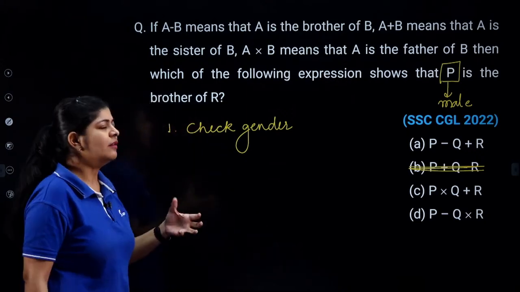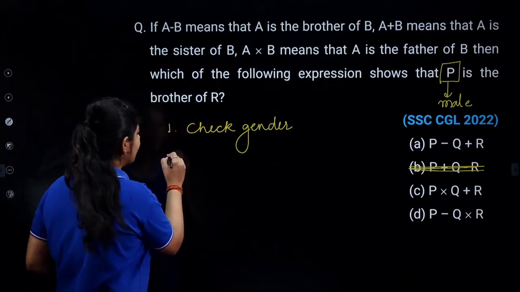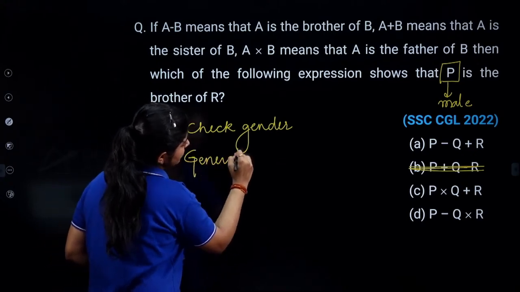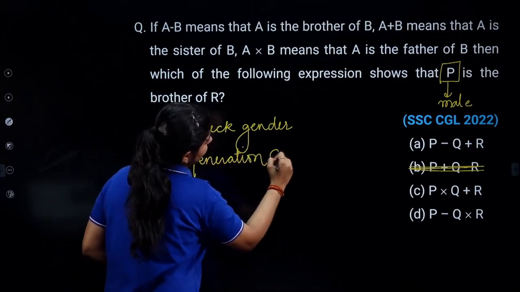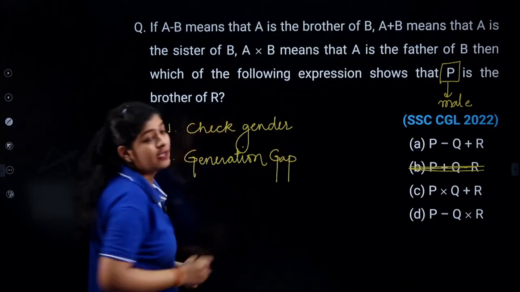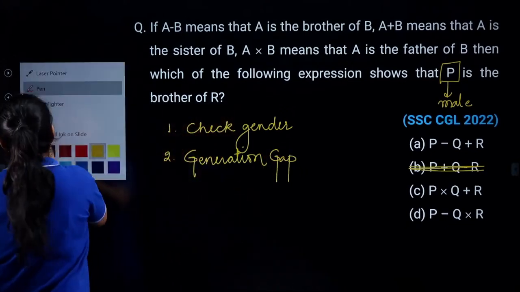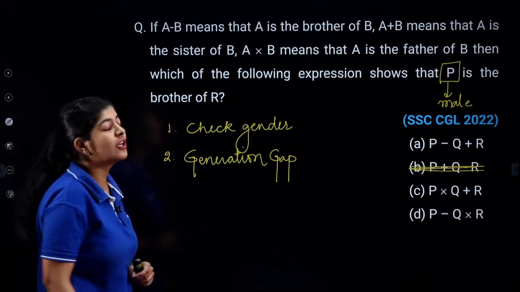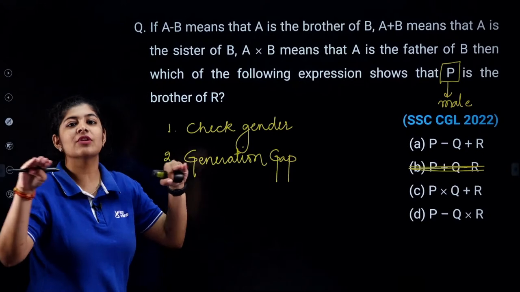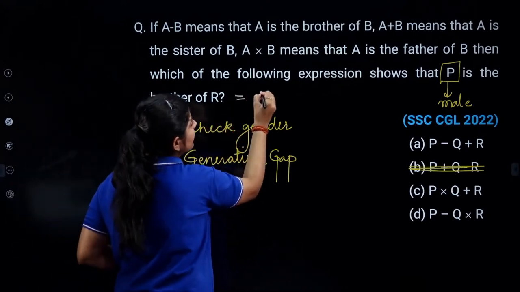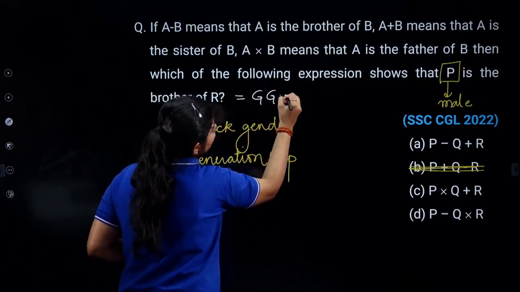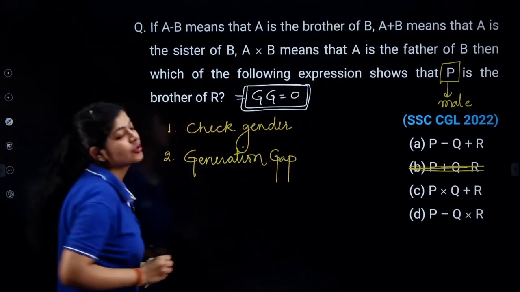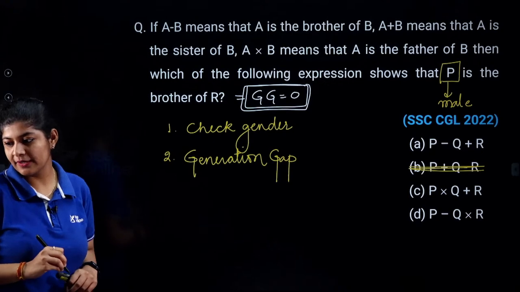Now we can do one thing. We can just simply check the generation gap. In the first option, if we need P is a brother of R, that means they both lie on the same generation. That means the generation gap over here should be equal to 0. The generation gap over here should be equal to 0, right?